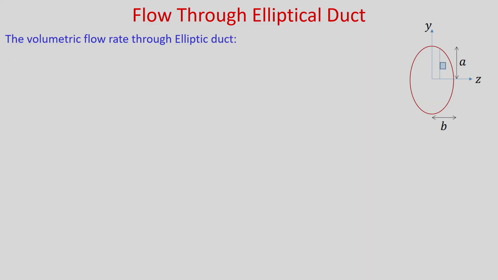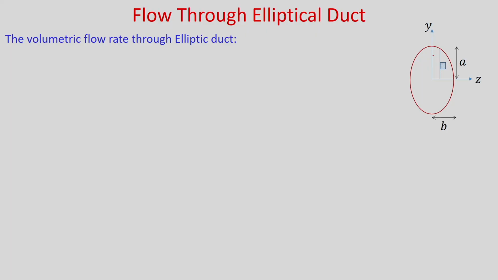Now, first let us calculate the volumetric flow rate inside this elliptical duct, and from there we will find the average velocity. To find the volumetric flow rate inside this elliptical duct, we will consider this 1/4 of this domain. If we can find the volumetric flow rate and multiply with 4, then we will get the total volumetric flow rate inside the elliptical duct.